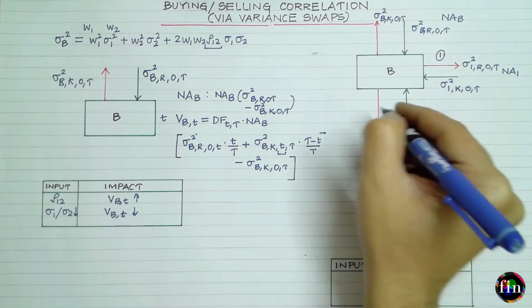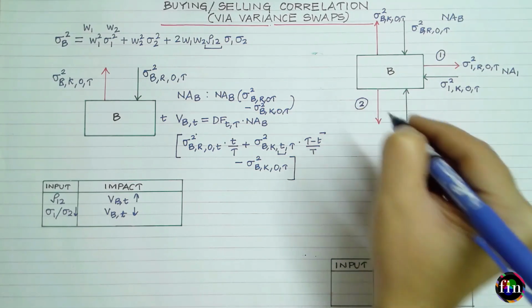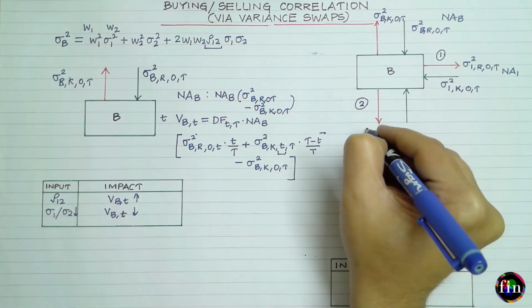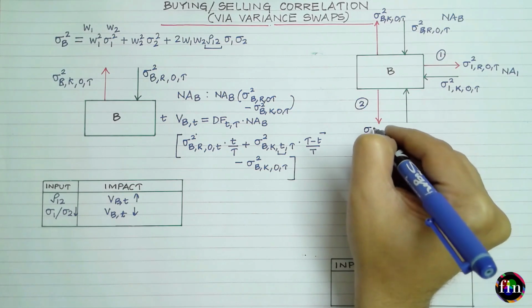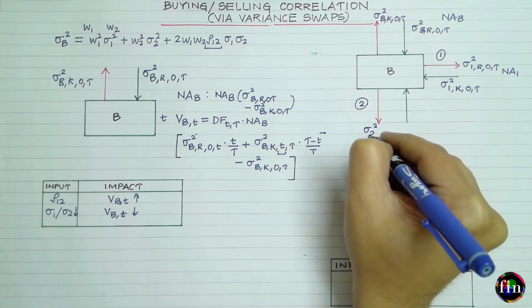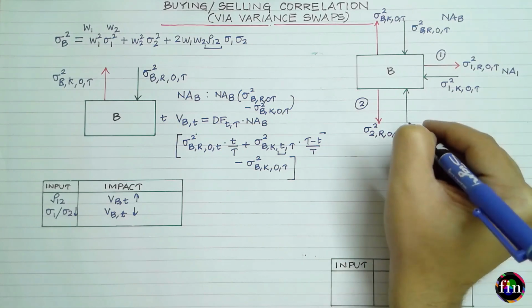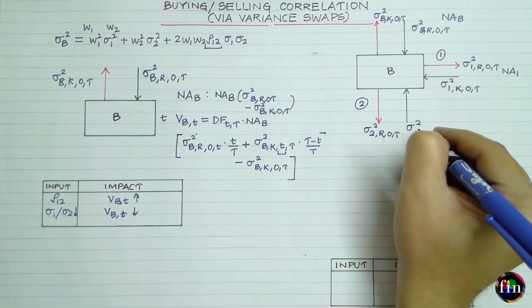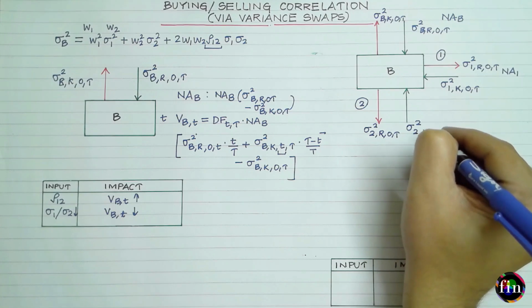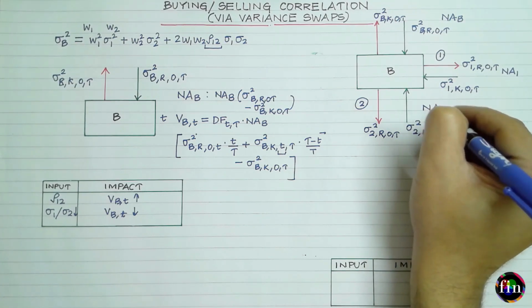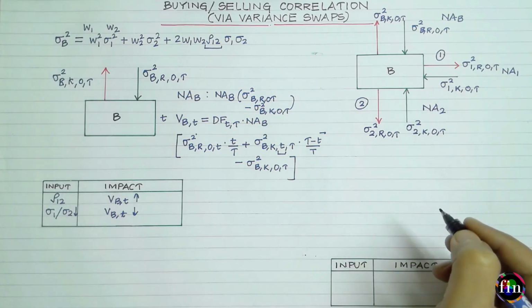The same thing, let me do it for stock 2 as well. Again, I'll do the opposite of what I did on the basket side. That means I will be paying the realized. That means sigma squared of 2 realized from 0 to t, and I'll be receiving fixed. So sigma squared of 2 fixed from 0 to t. This I will trade with notional NA2. Okay.